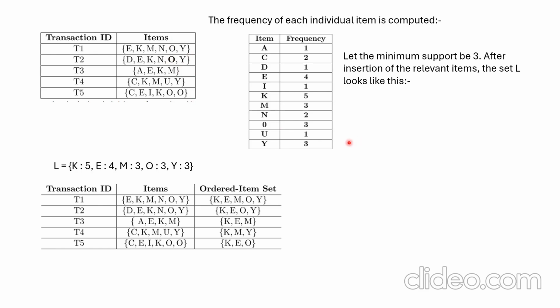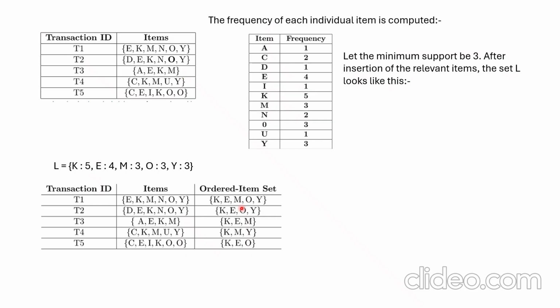For O, let us see, 1, 2 and 3. Here we are computing the number of occurrences for each transaction only. So in T1 you have 1 O, in T2 you have 1 O, and in T5 the occurrence of O is only 1. So the occurrences of O in the transactions is 3. For U, you have only one U, so it is 1. And for Y, you have 1, 2, 3, so it is 3.